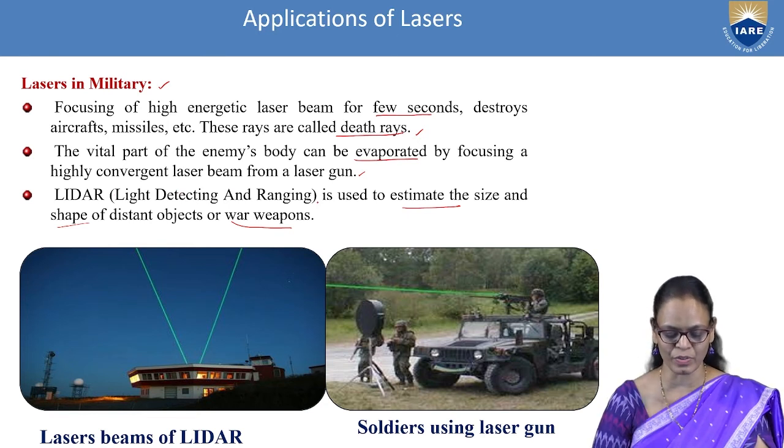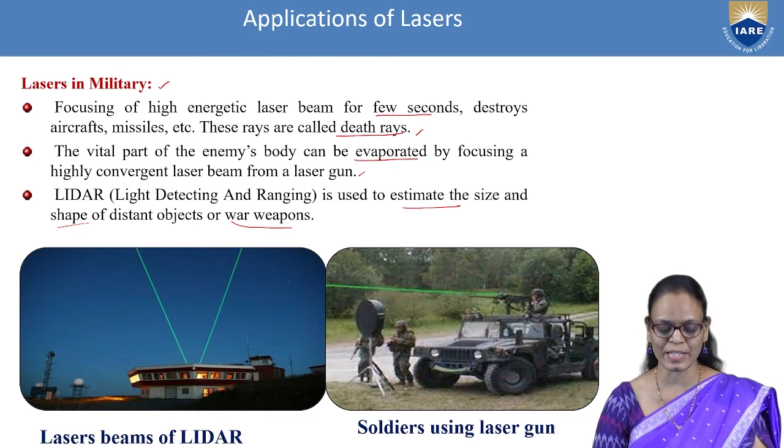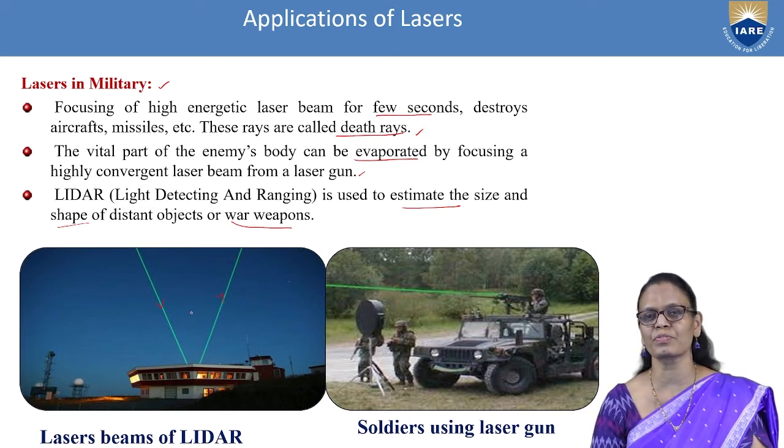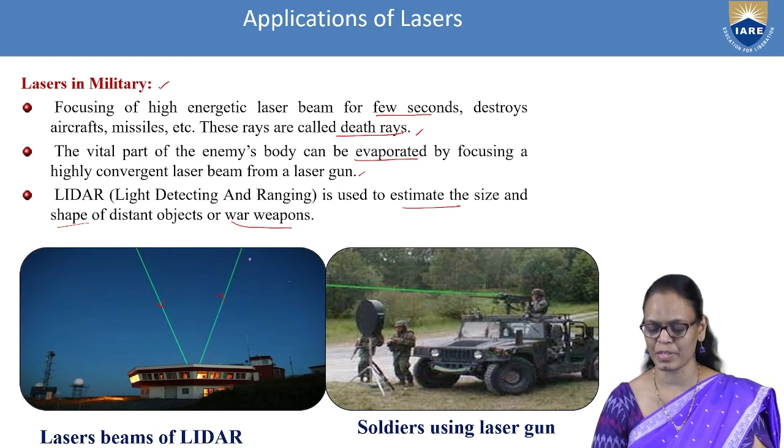They will be sending the light. You can see in the figure, laser beams of LIDAR. So when they send the light and they receive the light back, with the help of this, they will be able to know the size and shape of the objects or the war weapons. And in the second diagram, we are able to see the laser gun, which is a very powerful beam. This beam, when it is incident on the body part of the enemy, it will evaporate those body parts.